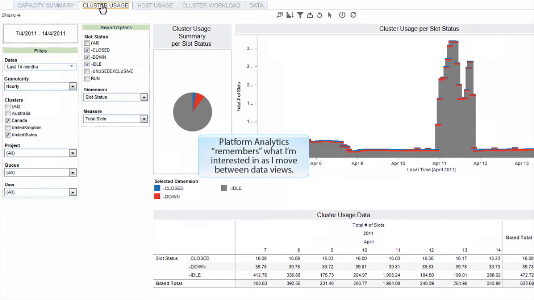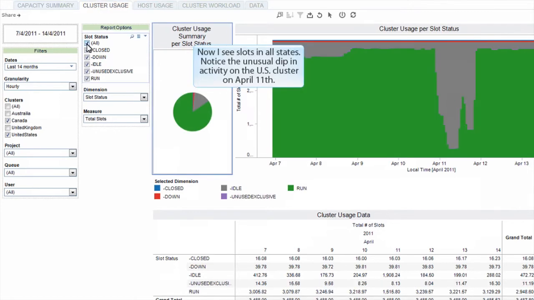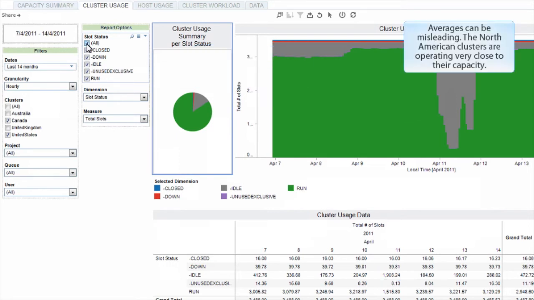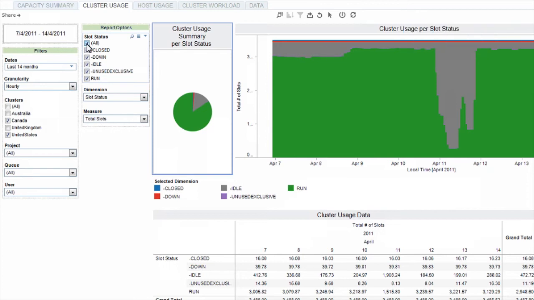Let's look at things from a global perspective. Now I see slots in all states. Note the unusual dip in activity on the US cluster on April 11th. This illustrates how just looking at averages can be misleading. The North American clusters were actually operating pretty close to capacity most of the time. Being able to perform this kind of analysis is key to making proper decisions about capacity.